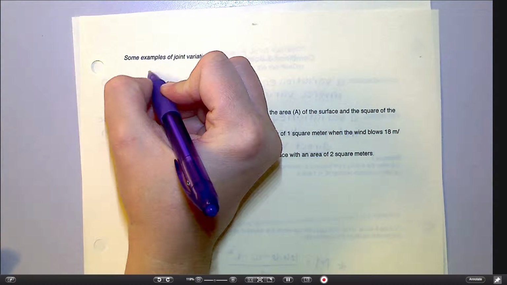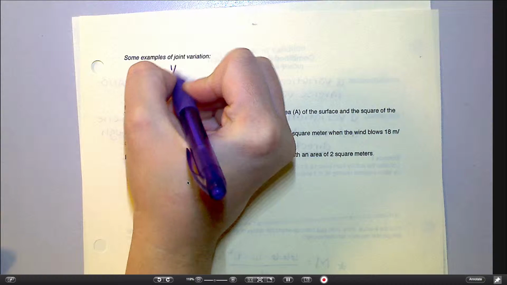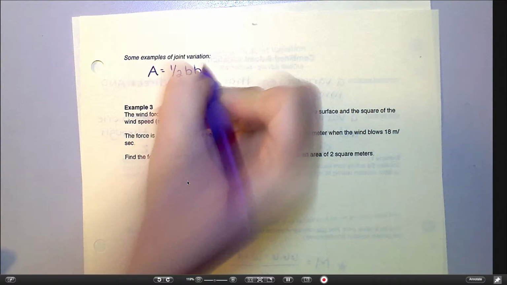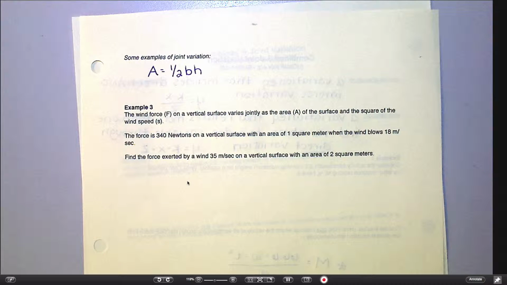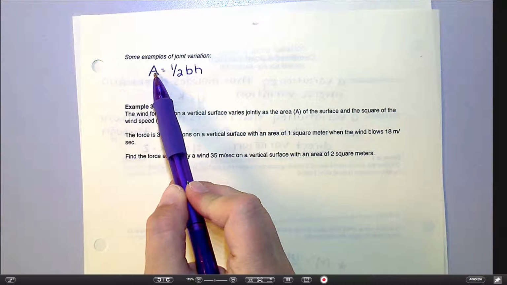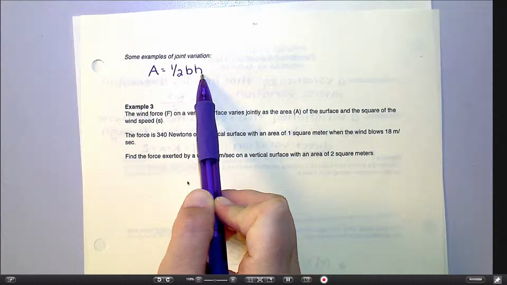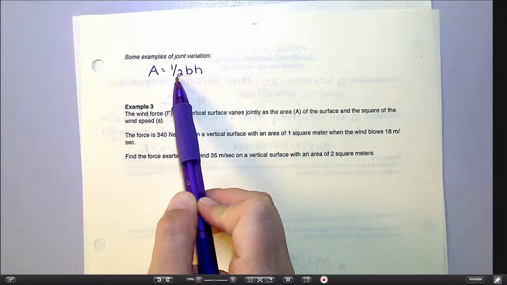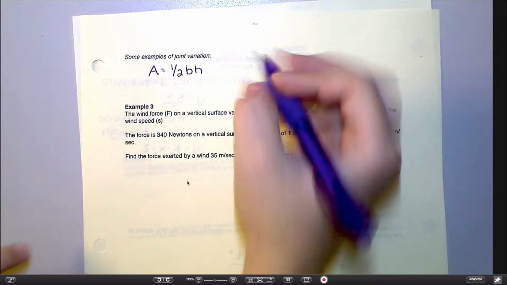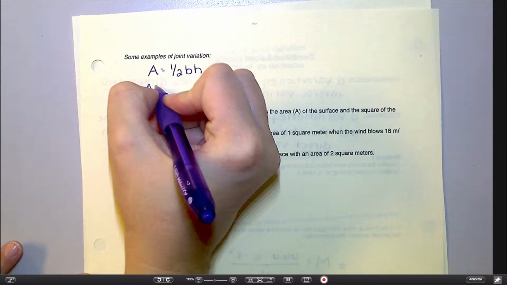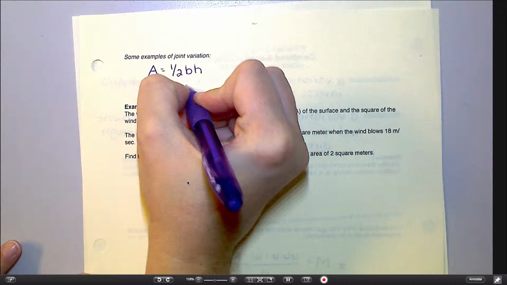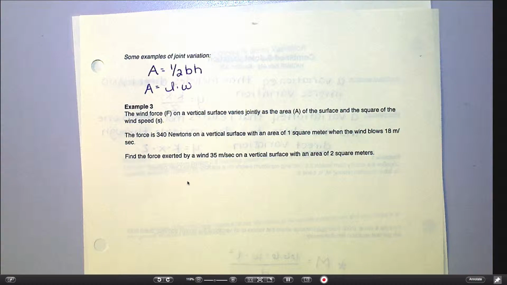For example, what's that? That's the area of a triangle, right? That's joint variation. The area varies directly with the base and the height with a K value of 1/2. Okay? Even something like this, area equals length times width, that's technically joint variation too. What's your K value there? 1. Your K value there would be 1. Yep. Can you think of any others?